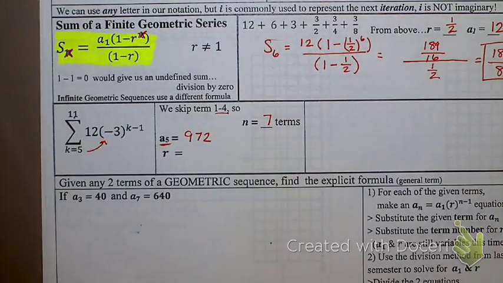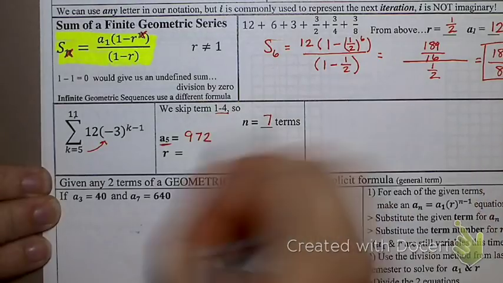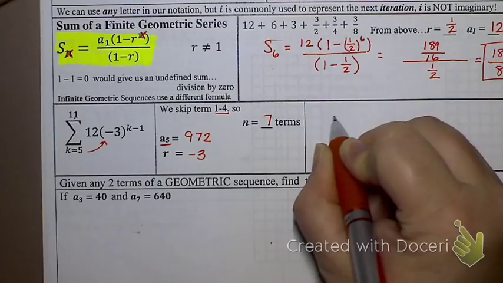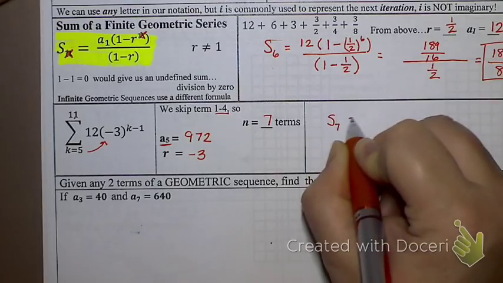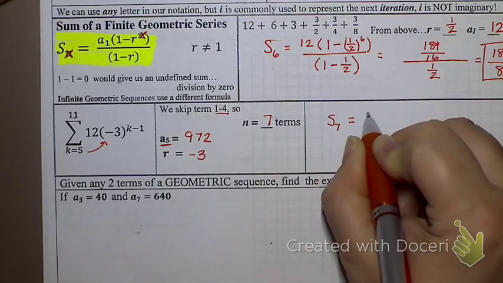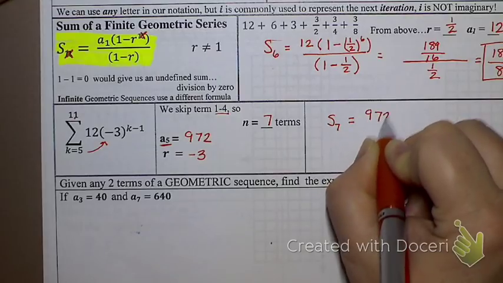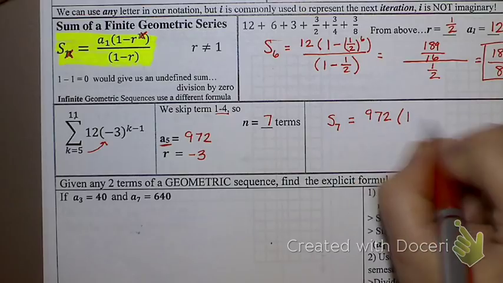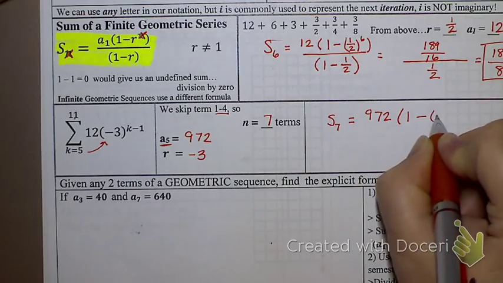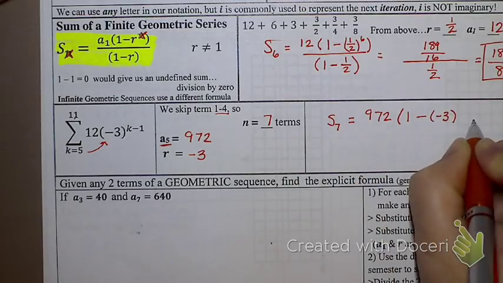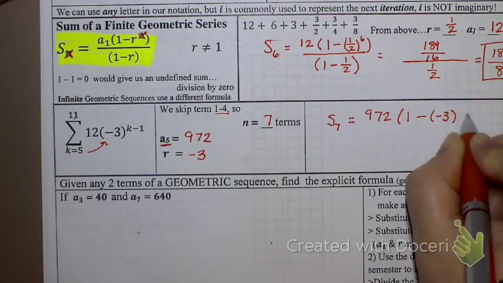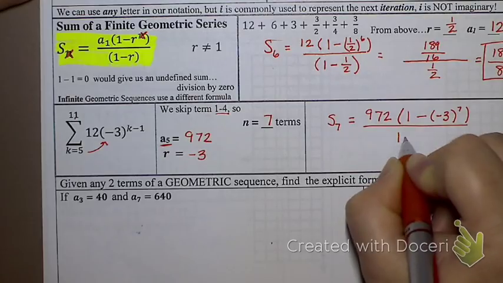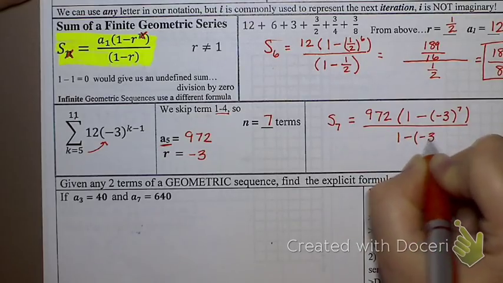And what's my R value? Negative 3. So let's do our formula here. The sum of 7 terms is equal to the first term times 1 minus my R value to the what power? 7th all over 1 minus my R value.